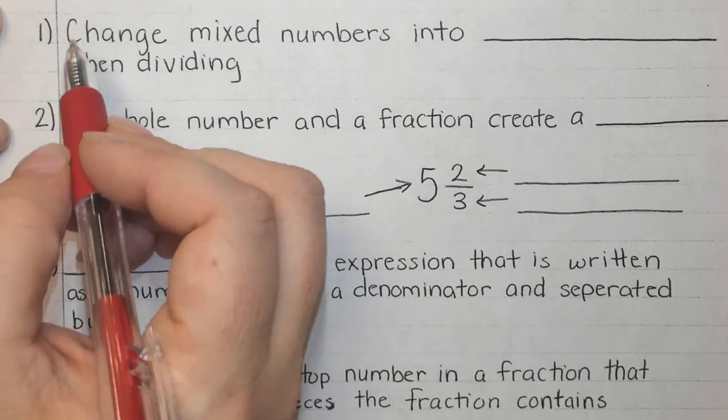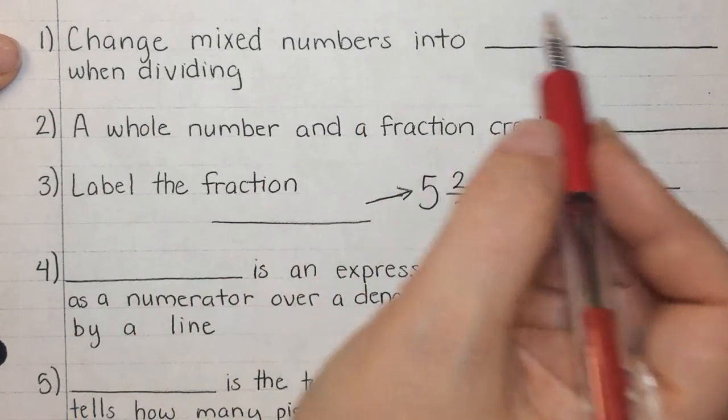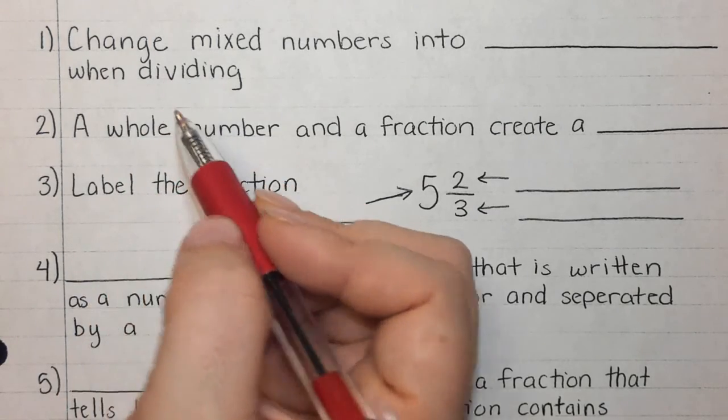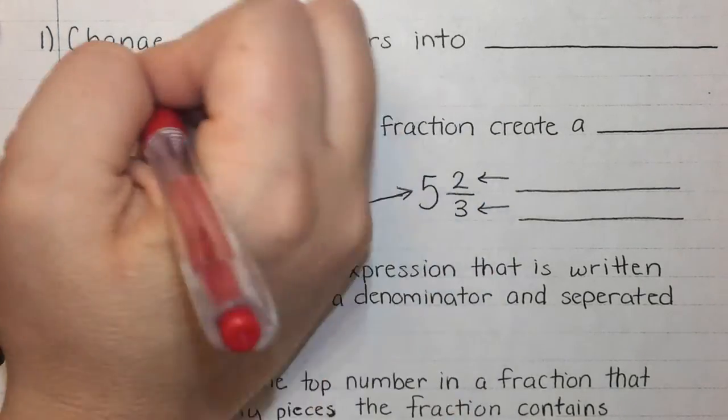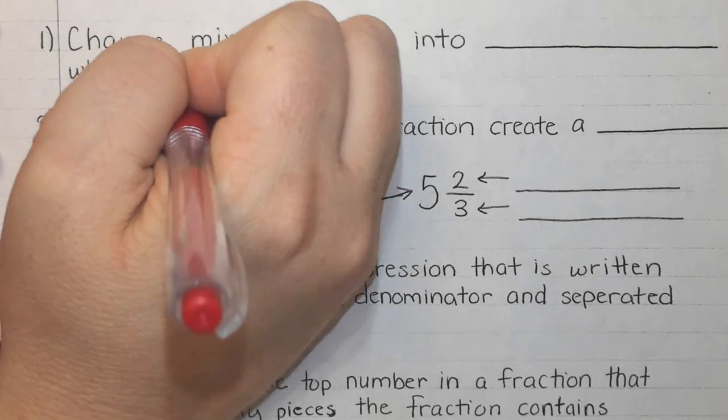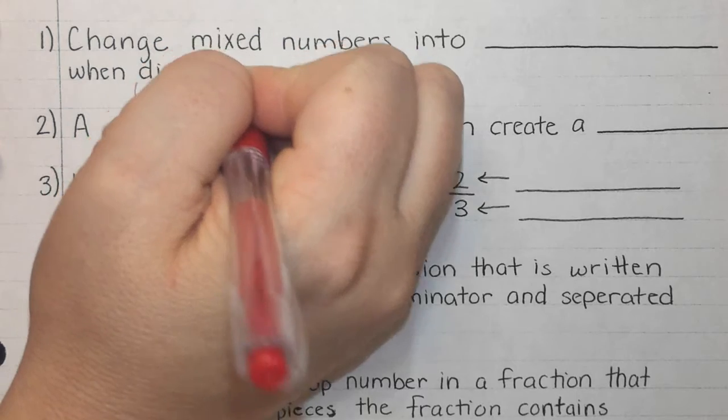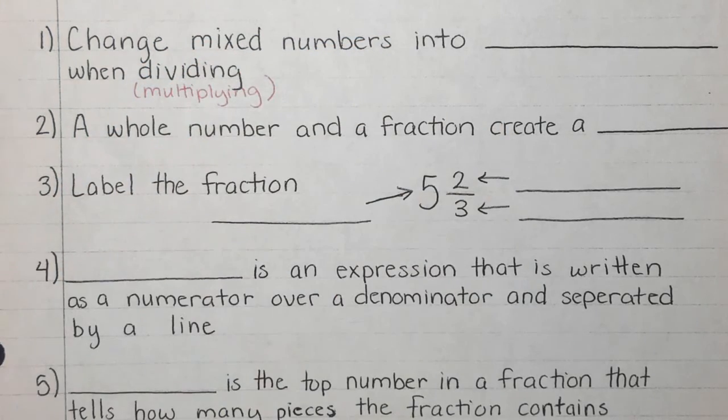All right, number 1 says we need to change mixed numbers into blank when dividing. Now today we're going to learn to divide fractions, but this rule also works when multiplying. So what do you have to do to mixed numbers? We've done multiplying. What rule do you have to do to mixed numbers when you're multiplying? What do you have to change them to look like when you multiply?